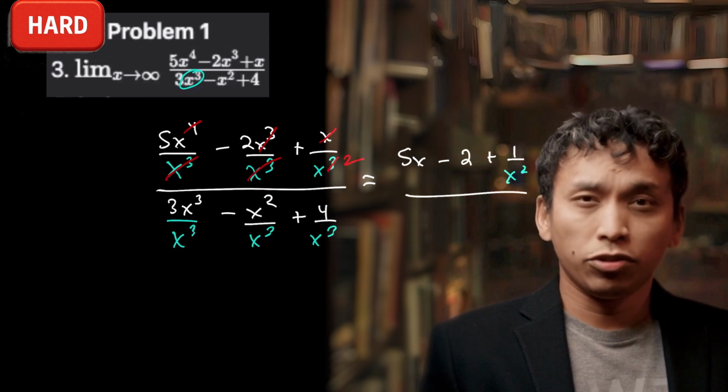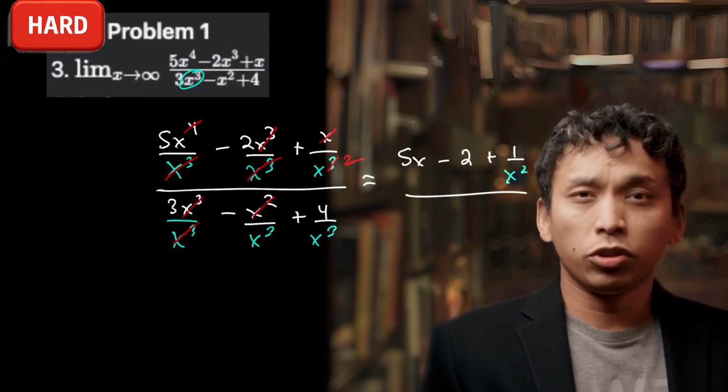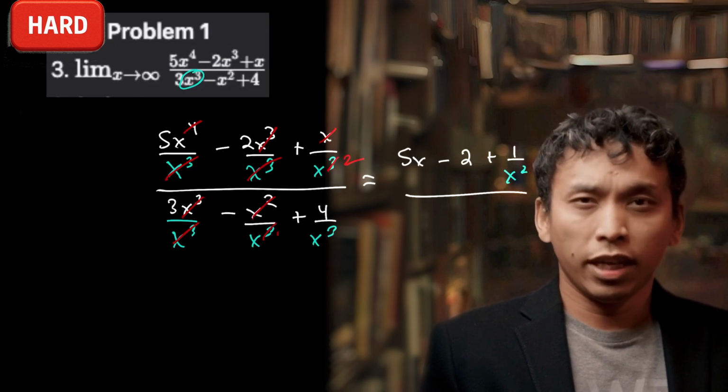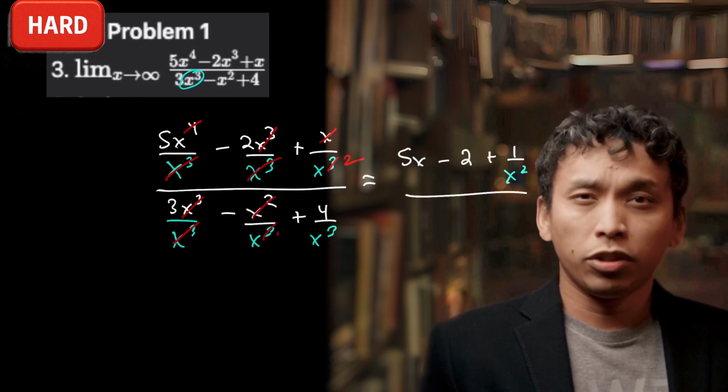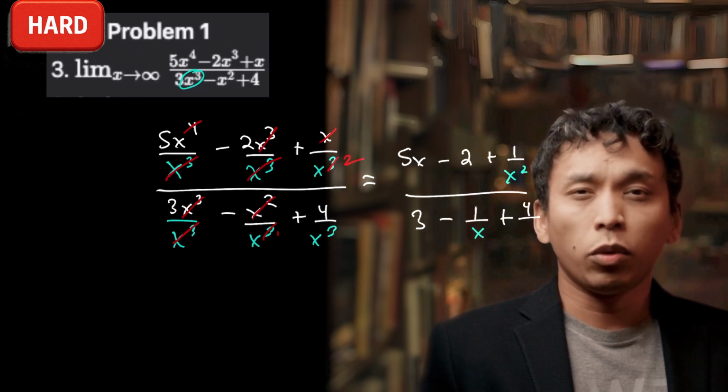For the denominator, we do the same simplification. X cubed cancels x cubed. That's just 1. And the x squared over x leaves just 1 x, and the last term stays the same.